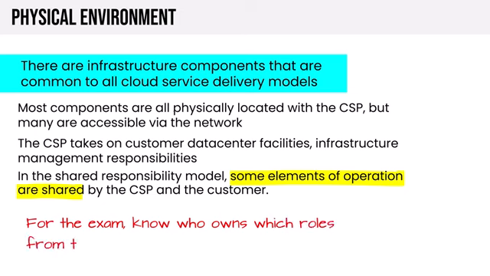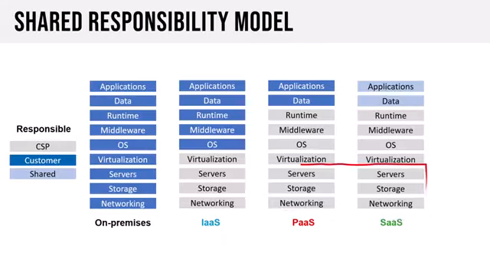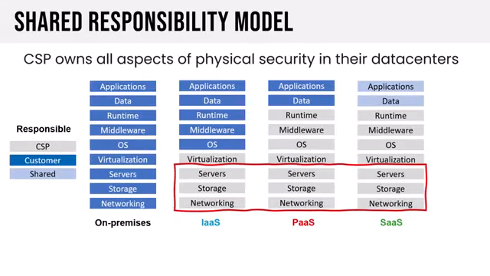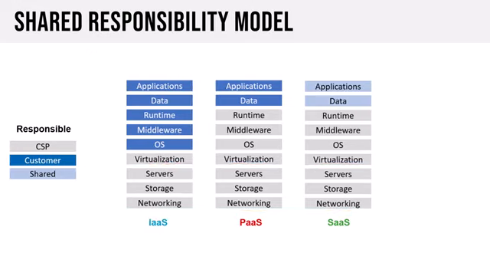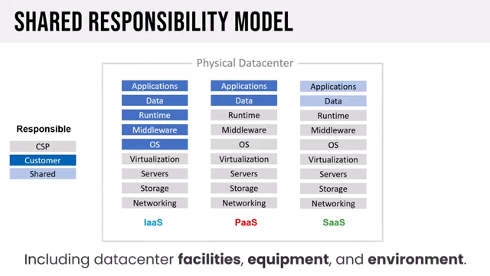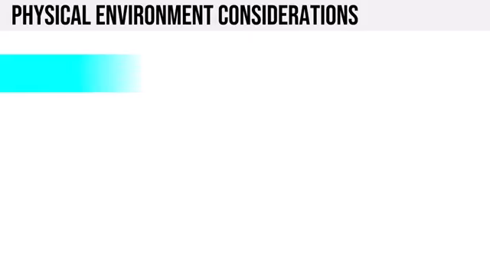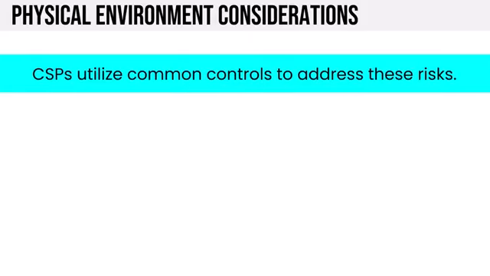Just a reminder for the exam, you want to know who owns which roles, who is responsible for what from that shared responsibility model. So if we think about it from a physical perspective, the CSP owns all aspects of physical security in their data centers. They own it down to the wire, the facilities, the equipment, the environment, and the personnel that care for that physical infrastructure. But the CSPs utilize common controls to address these risks.